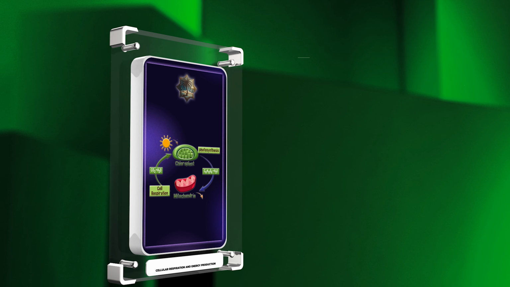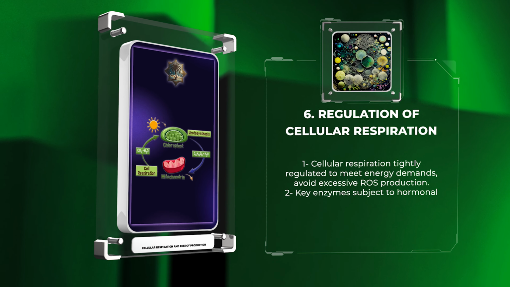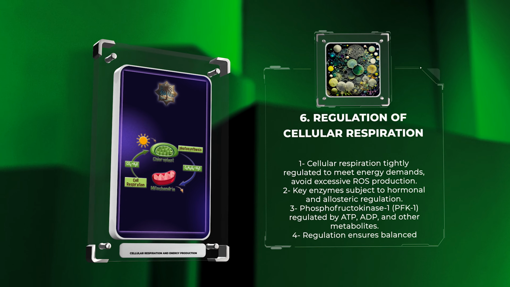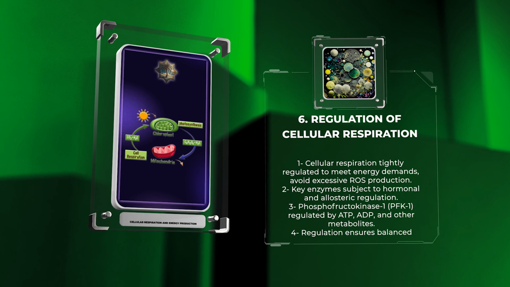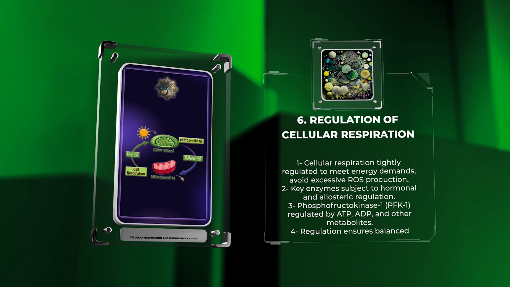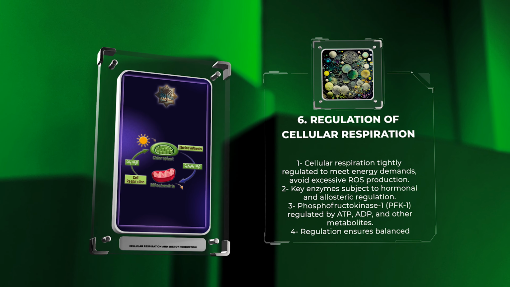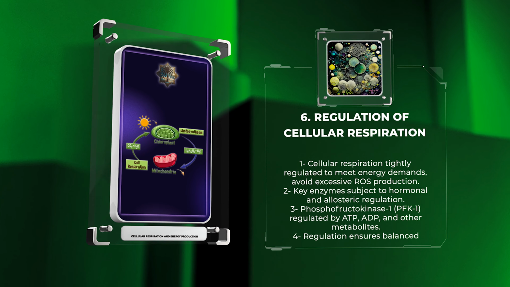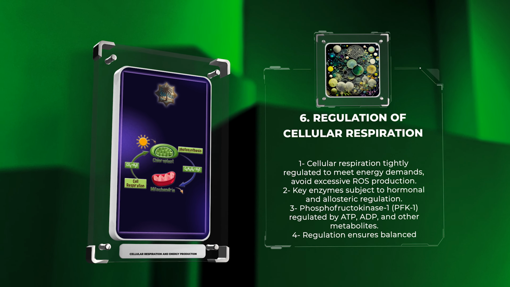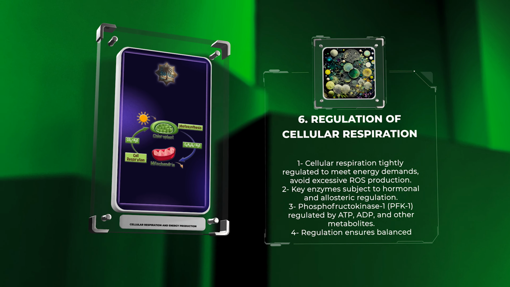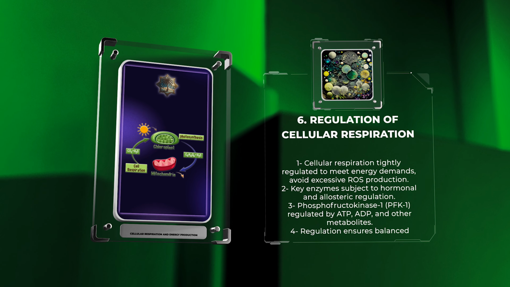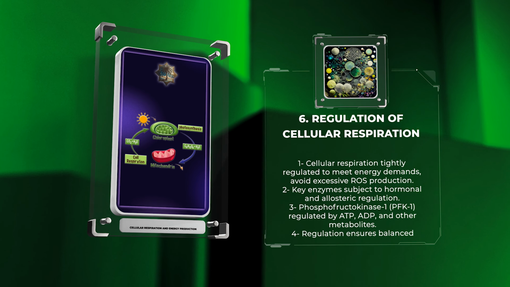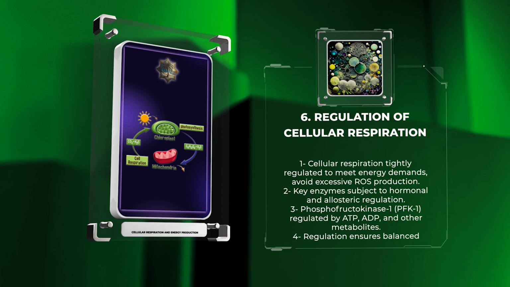Cellular respiration is tightly regulated to meet the energy demands of the cell while avoiding excessive production of reactive oxygen species, ROS. Several key enzymes involved in glycolysis, the citric acid cycle, and oxidative phosphorylation are subject to both hormonal and allosteric regulation. For instance, phosphofructokinase 1, PFK1, a key regulatory enzyme in glycolysis, is regulated by ATP, ADP, and various other metabolites. The regulation of cellular respiration ensures that energy production is balanced and adjusted based on the cellular metabolic requirements.